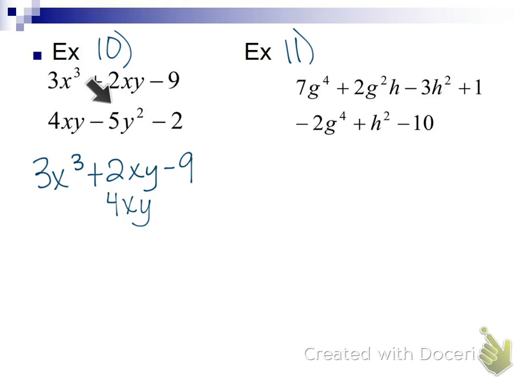Where is the minus 5y squared going to go? The 3x cubed? Are those like? No. So if there's nothing like it, should I line it up under any of these things? No, so I'm going to shove it off to the end. So minus 5y squared off to the end. The minus 2 should go under the minus 9. Do we have questions about why I rewrote it that way?